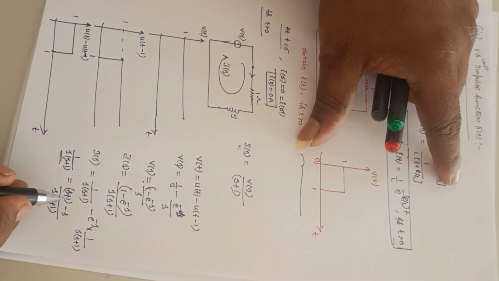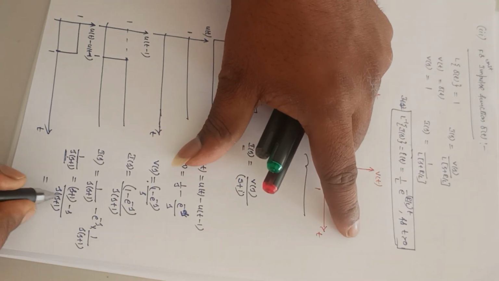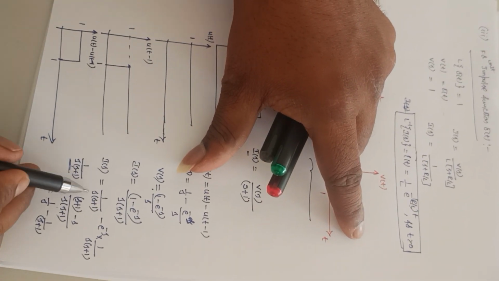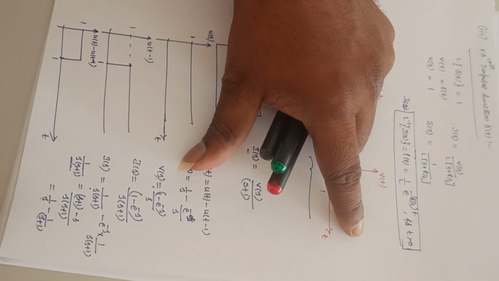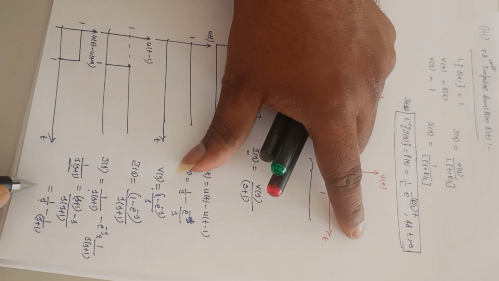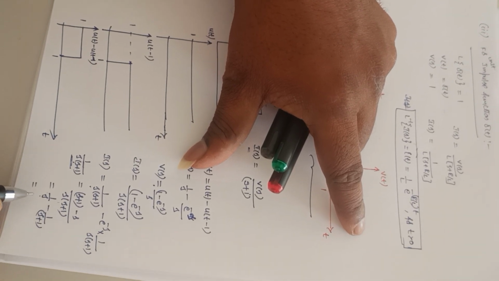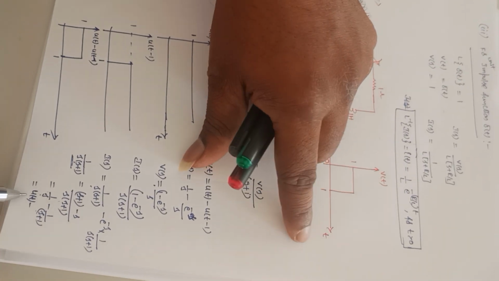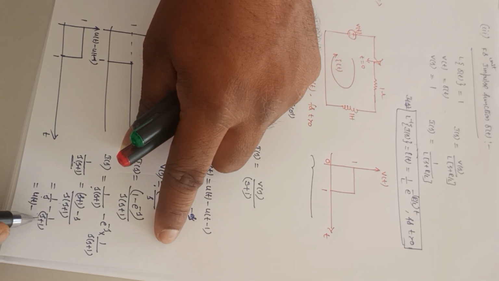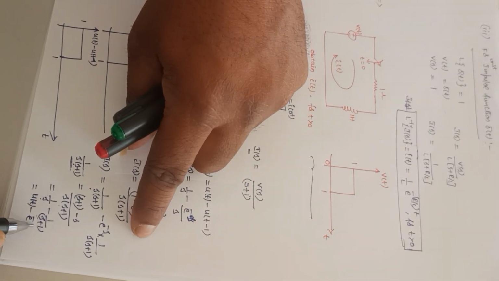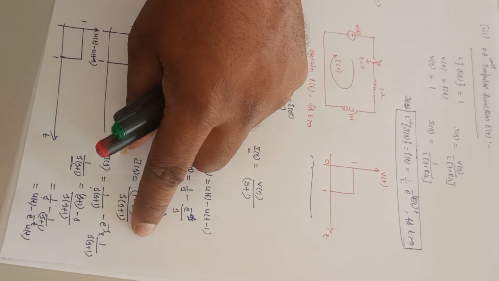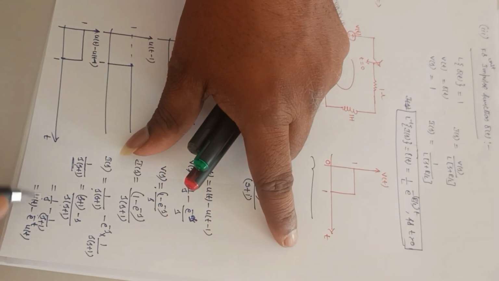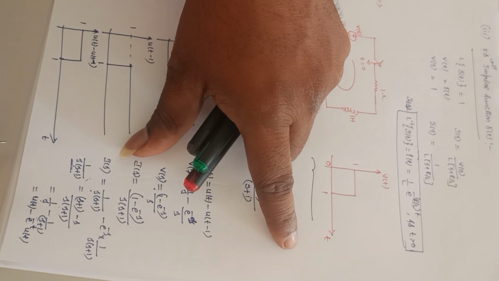This S and this S will get cancelled, so 1 divided by S into S plus 1. I can write it as 1 by S minus 1 by S plus 1. If I apply the inverse Laplace transform for it, for 1 by S it is U of t, minus, for 1 by S plus 1 it is e power minus t into U of t. I can write it as U of t minus e power minus t into U of t. Now this is the inverse Laplace transform for 1 by S into S plus 1.